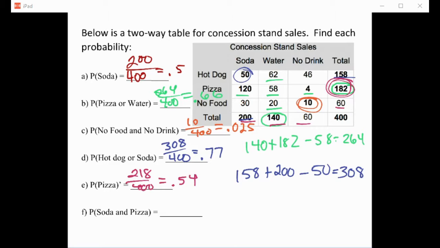And then last, again an and, pizza and soda is where they overlap. Which is 0.3. So that is two-way tables. It's not too complicated, but we can't do conditional probability with two-way tables until we make sure we can do two-way tables.